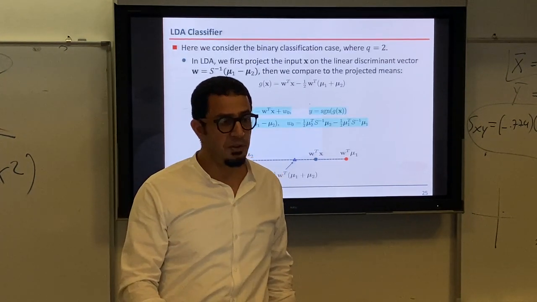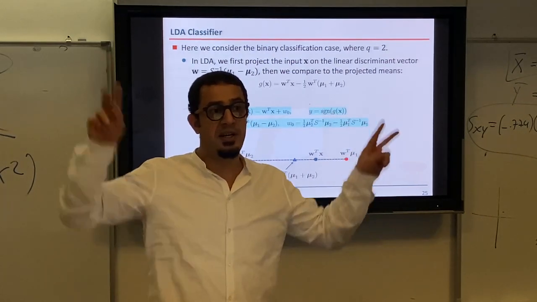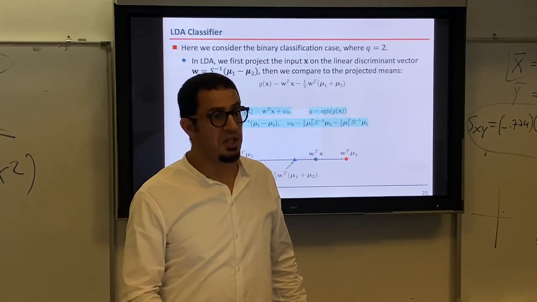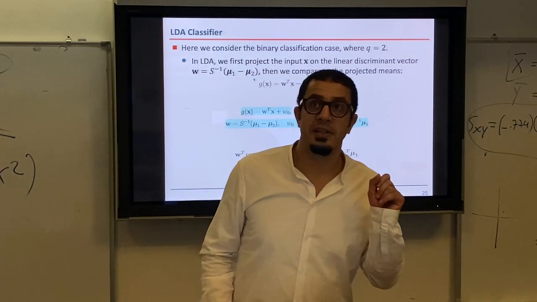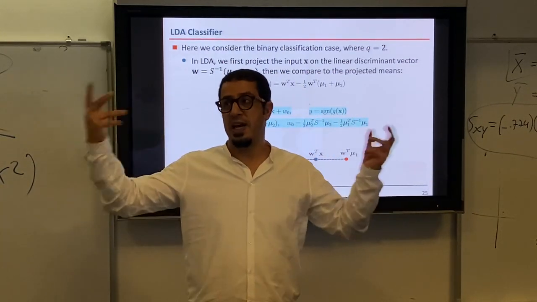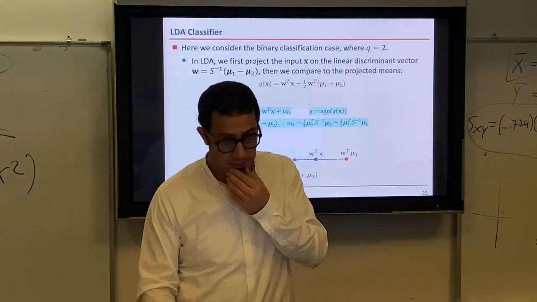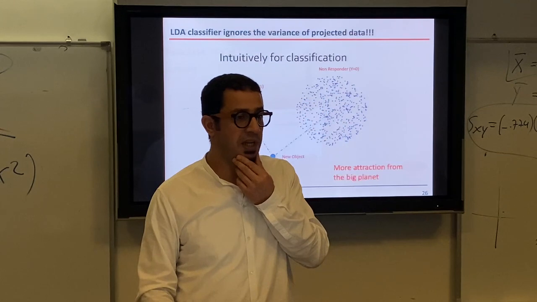Okay, so now I can do it in the right way. What is W for the LDA in binary? It is this one: S inverse, mu1 minus mu2. What is S? It is the sum of the covariance matrix for the first class and the second class. Okay? And we do the calculations.